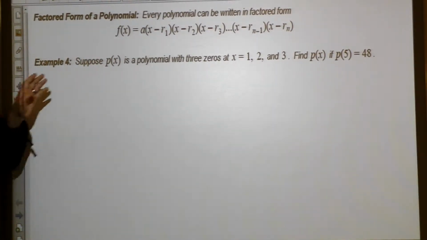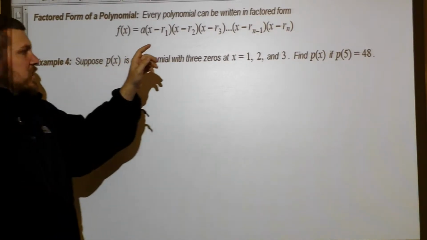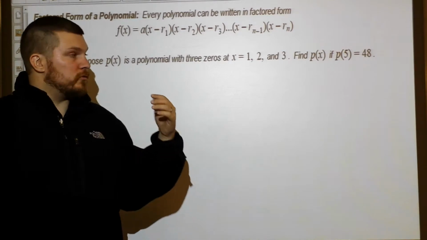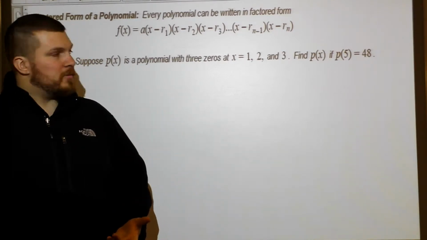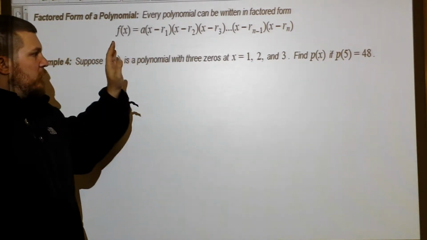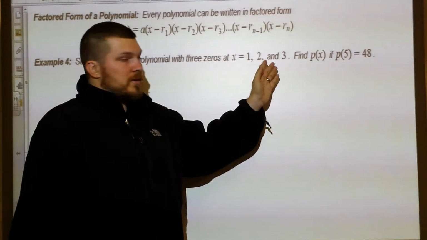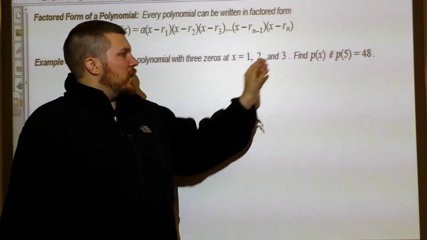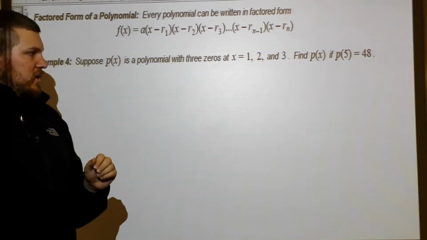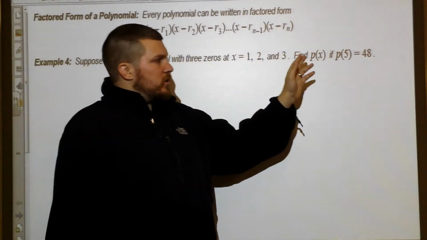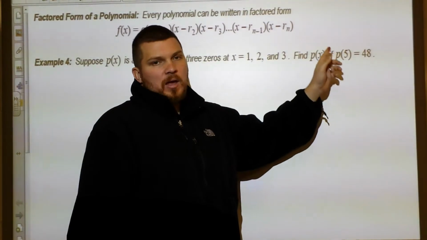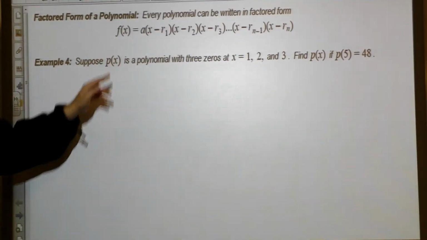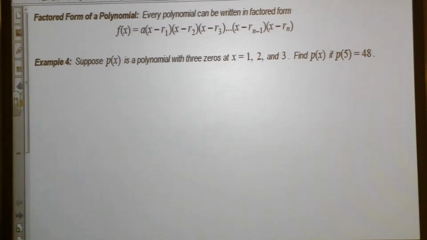So we're told that we have a polynomial p of x that has 3 zeros. Again, the word zeros is just synonymous with roots, which is also synonymous with x-intercepts. So we have 3 x-intercepts, or 3 roots: x equals 1, x equals 2, and x equals 3. What we're being asked to do is find the equation of the polynomial if we're told that p of 5 is 48.